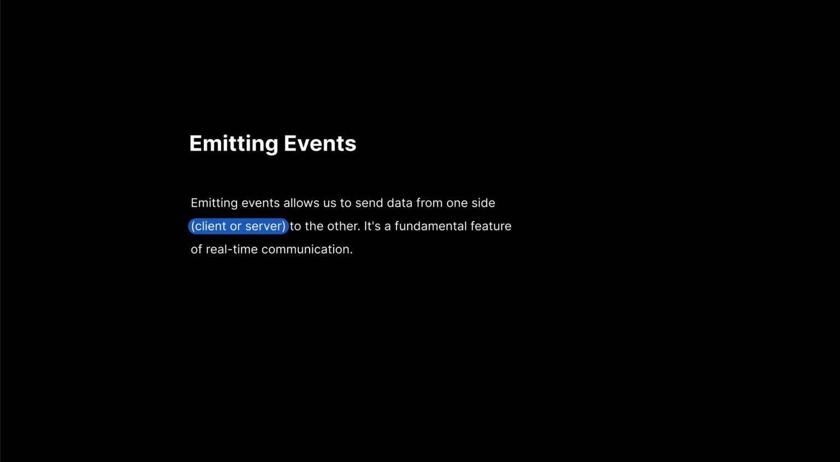Alright, so now let's talk about one of my favorite topics of this course, which is called emitting events. So what do I mean by that? Emitting events allows us to send data from one side, either the client or the server, to the other. It's the fundamental feature of real-time communication. So yeah, that's emitting events, but how in the world are we going to be using that?